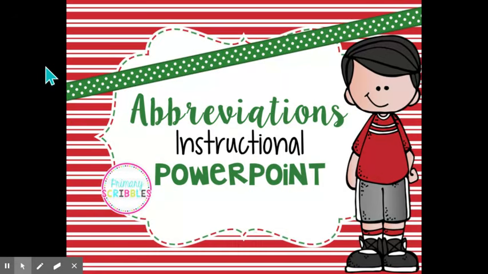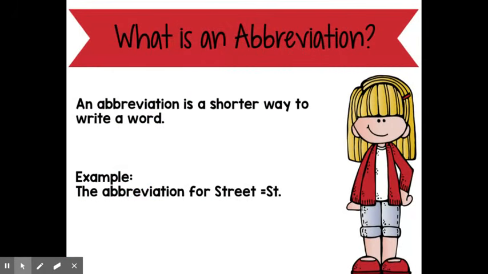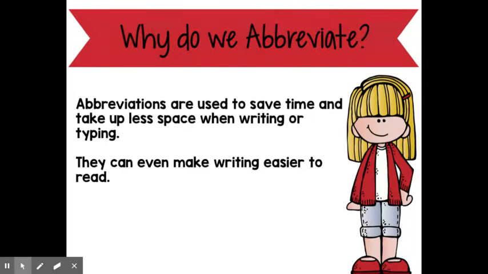So let's get into what they are, how we read them, and how we write them, okay? So what is an abbreviation? An abbreviation is just a shorter way to write a word. For example, instead of spelling out the whole word street, you can abbreviate that with capital S, lowercase t, and a period. Street.